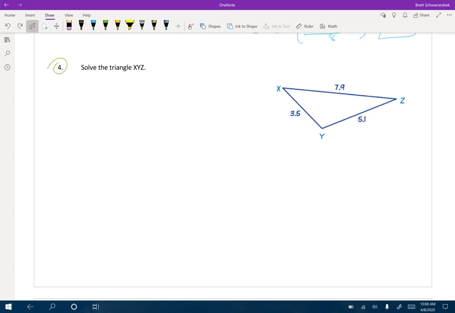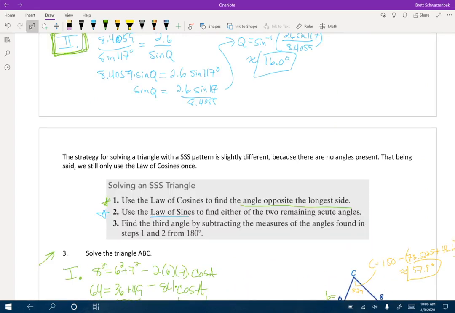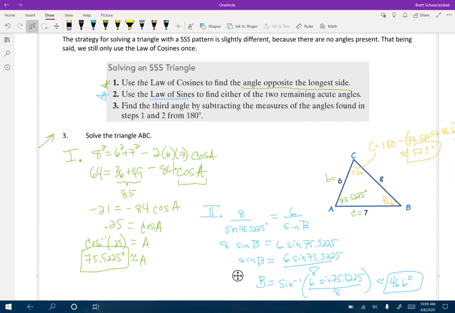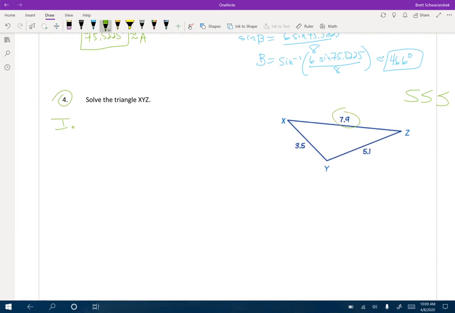So again, where are we starting? We need to use the law of cosines because we have a side designation for the pattern in our oblique triangle. So what does it say to do? So let's return to the strategy again, right? So let me just get this up. There it is. We need to use the law of cosines to find the angle opposite the longest side. Okay, so we found the longest side, which means we need to find this angle.